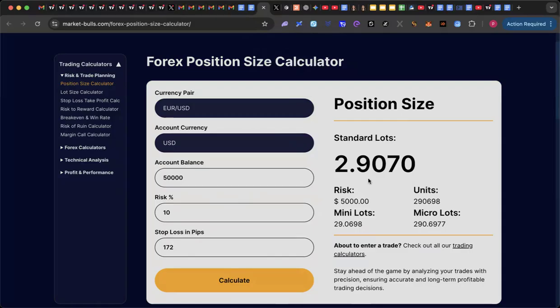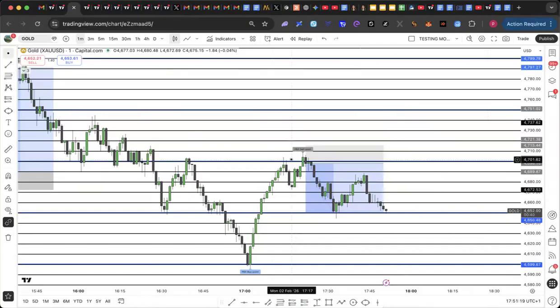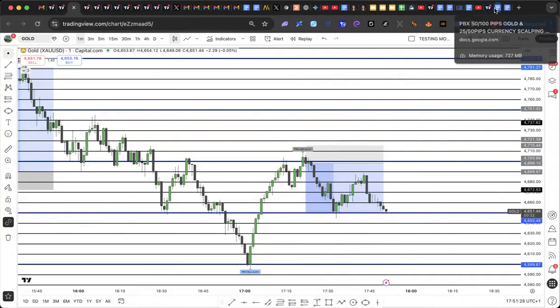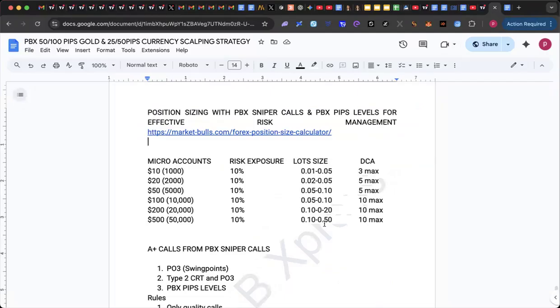0.2, one standard is 5. That means you can enter 15 positions on your 200. So 15 positions, you are in 15 good positions of 0.2.